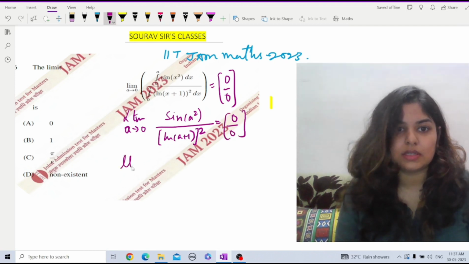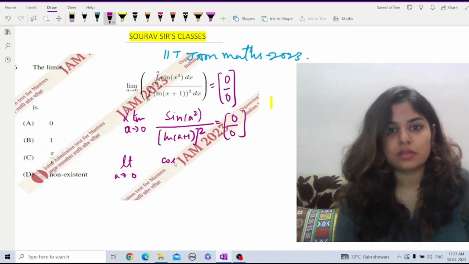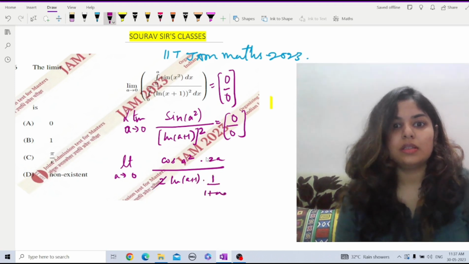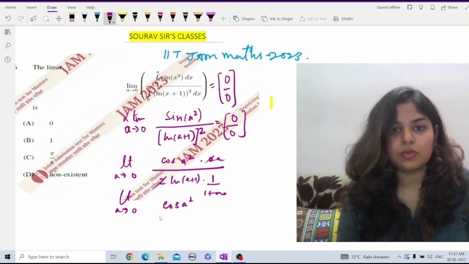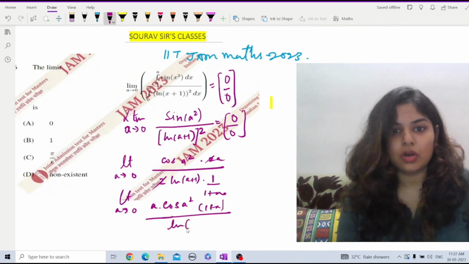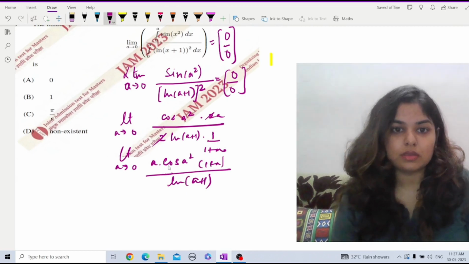So again we have to take the derivative, that is limit a tends to 0. Here the derivative of sine a squared will be cos a squared into 2a, divided by 2 into log of a plus 1 into 1 by 1 plus a. Now the 2 cancels, so limit a tends to 0 of cos of a squared into 1 plus a divided by, we also have another a here, a into cos a squared by 1 plus a by log of a plus 1.